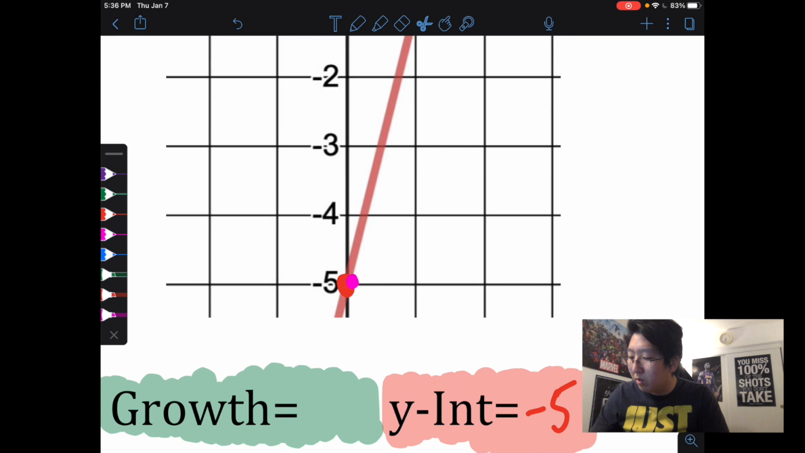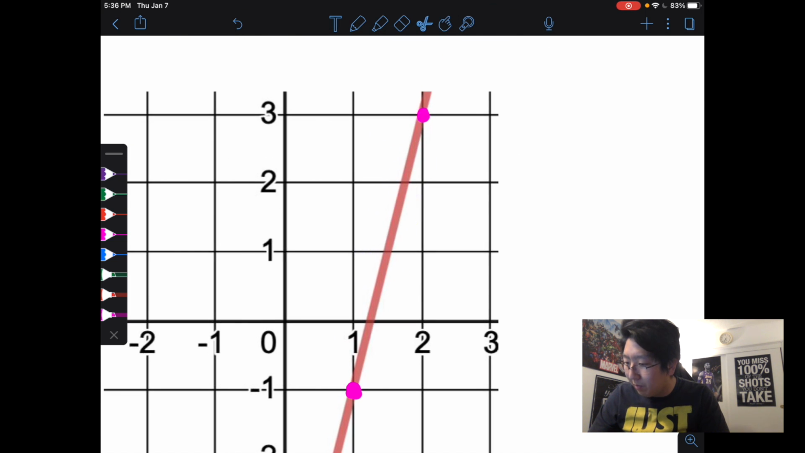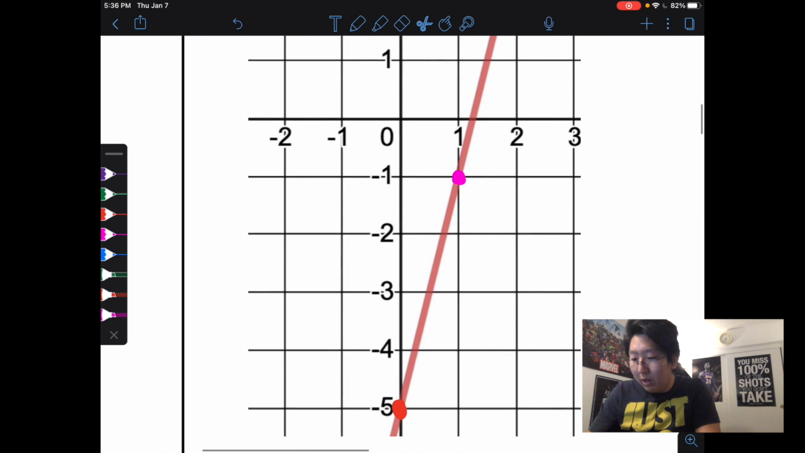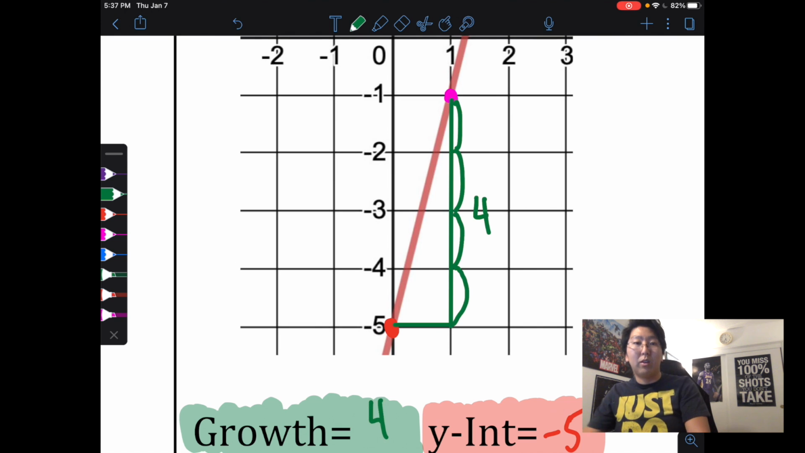So what we can do is we can just scan through and look, when does the line cross another crosshair. So let's go ahead and find another lattice point. And once we have lattice points, that's what these points are called, we can go ahead and find a growth. So what we're going to do is draw a growth triangle. We move over one, and we see how much it grows by. We can see that it grows by 1, 2, 3, 4. So our growth here is 4. That's how we find our growth.